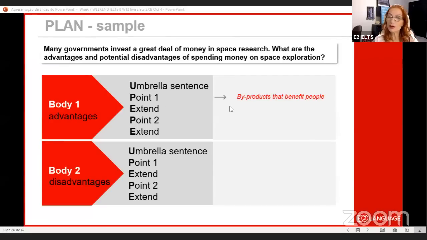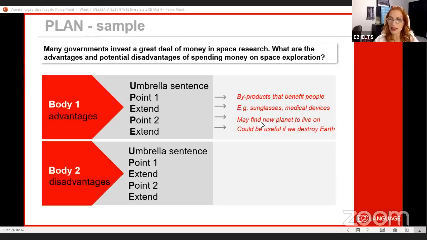So point one, you can get byproducts that benefit people from this research. For example, sunglasses, medical devices. Many students suggested medical advancements, so that's true. Another point, you may find a new planet to live on, because we never know what can happen with planet Earth, right? Many students also presented this. It could be useful if we destroy Earth, so definitely. As I said, there isn't a bad idea, but there is a badly developed idea.